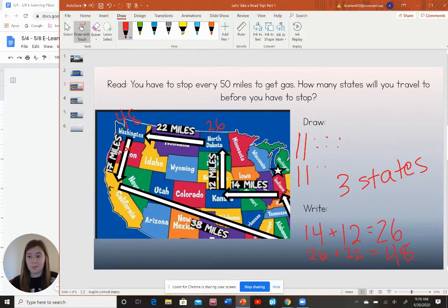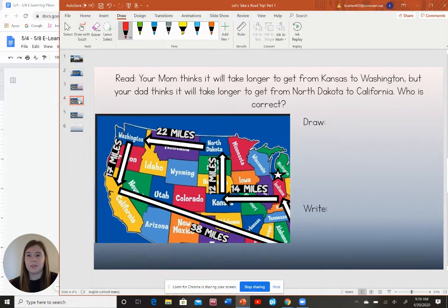Okay, so that problem, we ended up doing only addition, and we just kept adding on parts of the journey until we got to 50. Okay, so now we are going to read this next one, and we are going to think about what this problem is asking us to do.